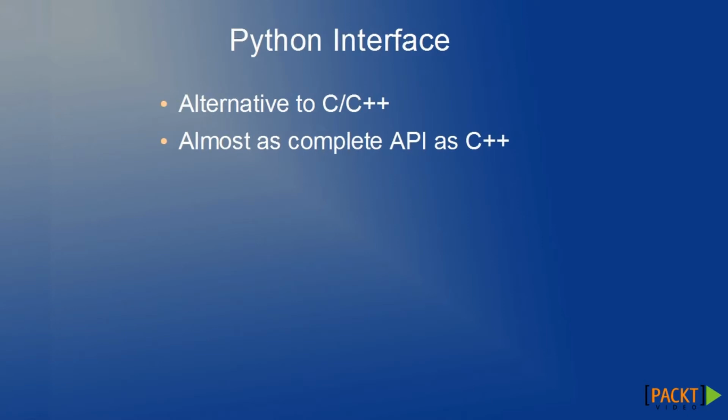Also, there's an alternative to the C or C++ interface, which is Python. It's almost as complete as the C++ interface, but it has some specific details that are not available. But most of the functionality is there. So if you normally use Python to work, you can still use it, and it's a pretty much complete interface. But the most complete interface is still C++. But if you really prefer Python, then it's okay. It's an almost complete interface.